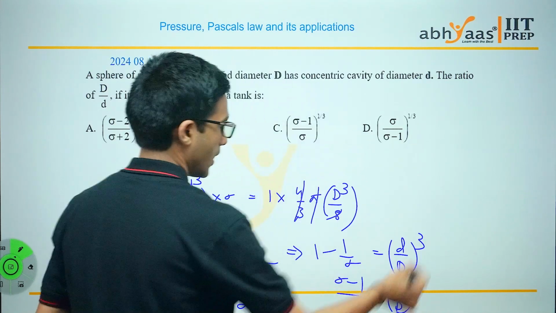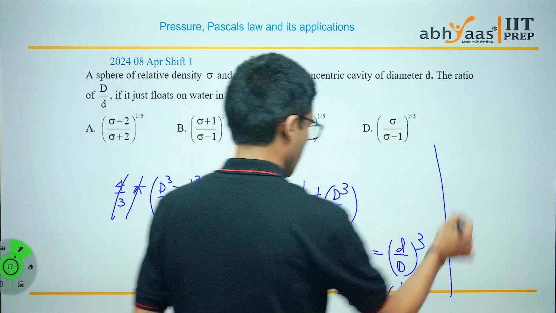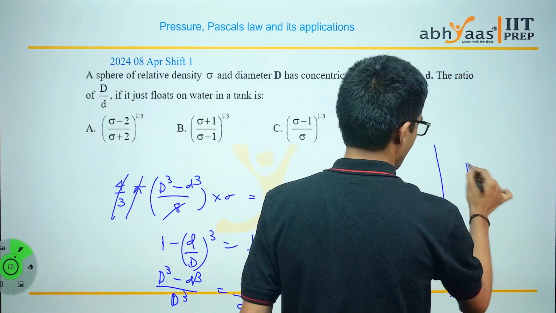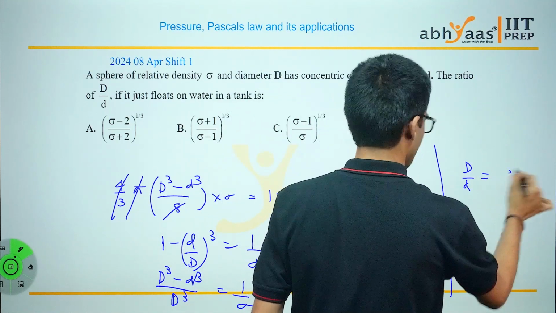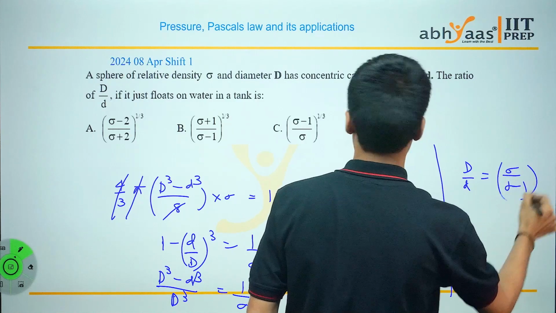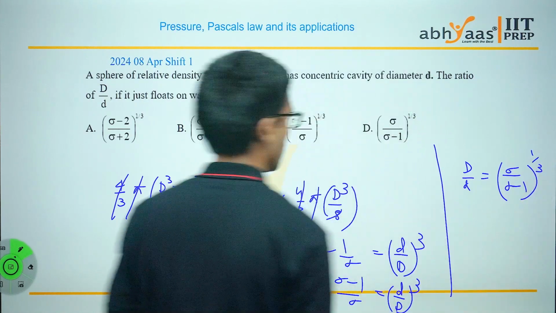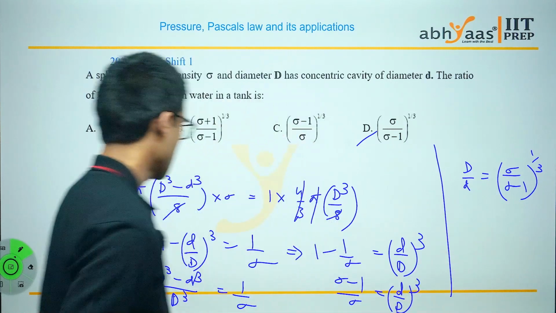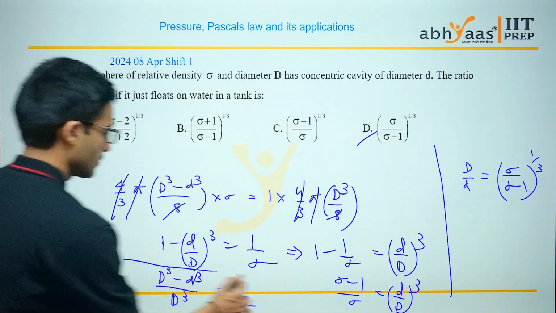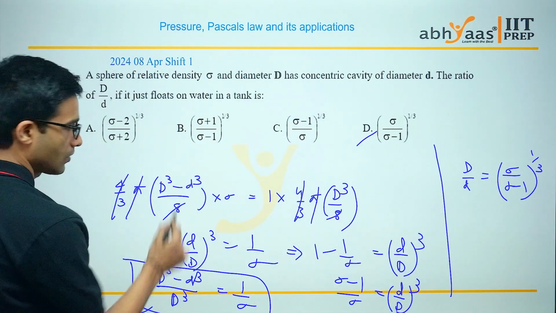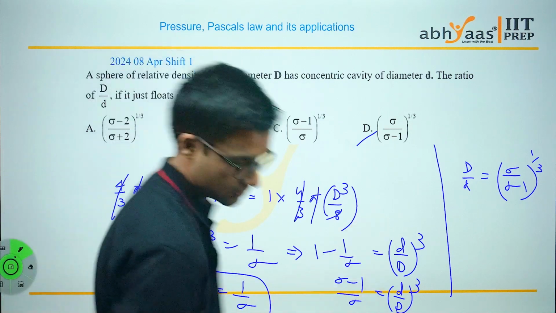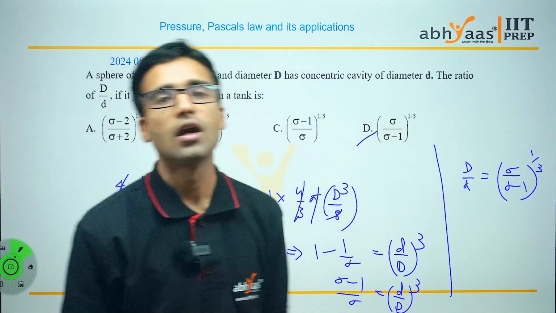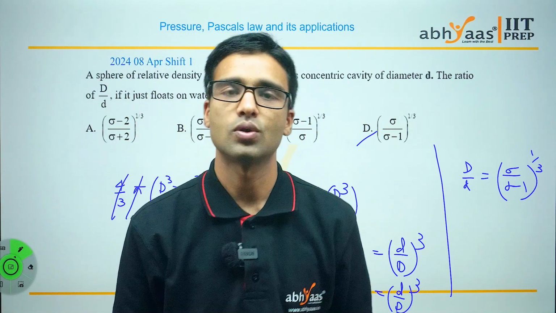If you take the power 1 by 3, then d by D is equal to ((sigma minus 1) by sigma) power 1 by 3. So you are getting directly this one. Hardly I used 4 steps. That means it is one of the easiest questions, provided you understand the concept, you will get the clarity.